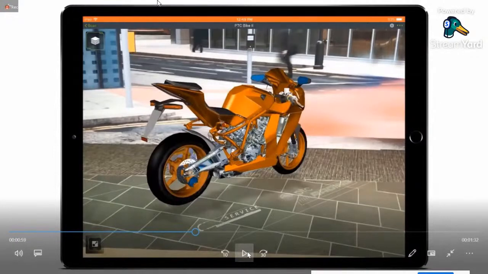And the same way, it is also used from a sales and marketing perspective, where they talk about the different features and functionalities of the bike coming into picture, and also from a manufacturing and a maintenance perspective from the service industry.